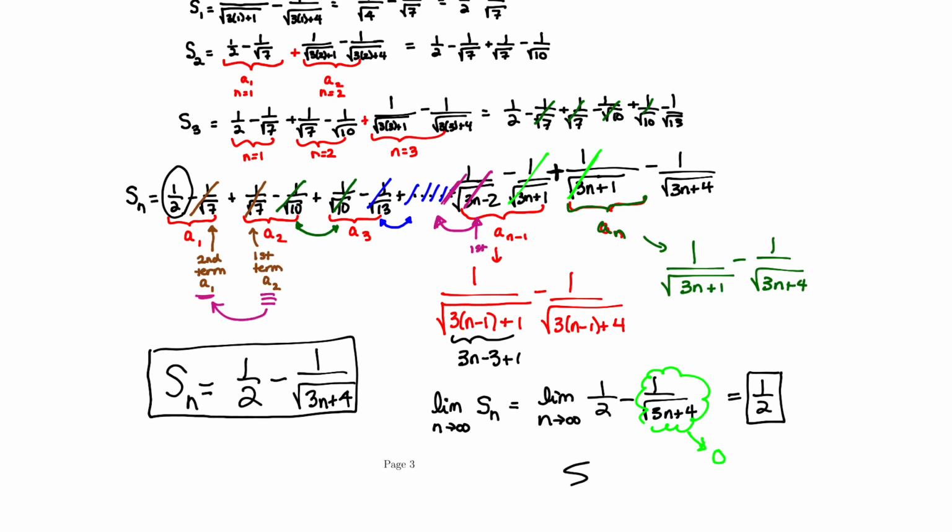And we would say then that this series, 1 over the square root of 3n plus 1 minus 1 over the square root of 3n plus 4, converges to 1/2. Does that make sense?